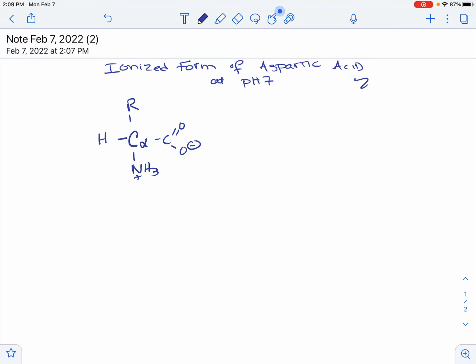The pKa of that amino group is 9, and the pKa of the carboxylic acid is 2. These are just sort of general numbers. If the pH is below a pKa, then that species is going to be protonated.